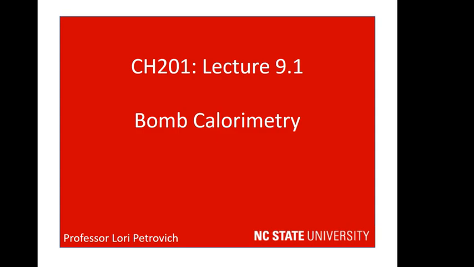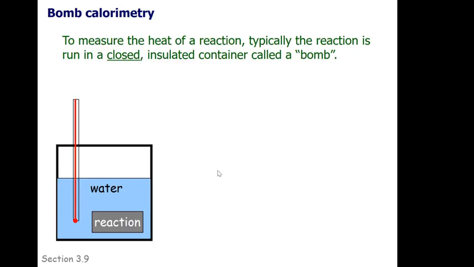Chem 201 Lecture 9 deals with bomb calorimetry. Bomb calorimetry is when we measure the heat of a reaction in a closed, insulated container. Typically, when this is done, gases build up so the pressure increases in the container, and we call it a bomb. Here's a schematic of the container.